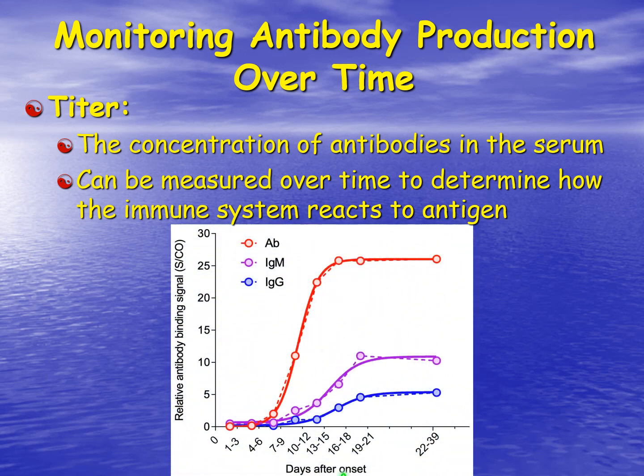So I can see here that days after onset, so I had exposure here to my antigen. And I'll see then that I get an antibody response. And again, IgM is always going to be first, usually followed by IgG, and then the rest of them will be produced by other plasma cells.